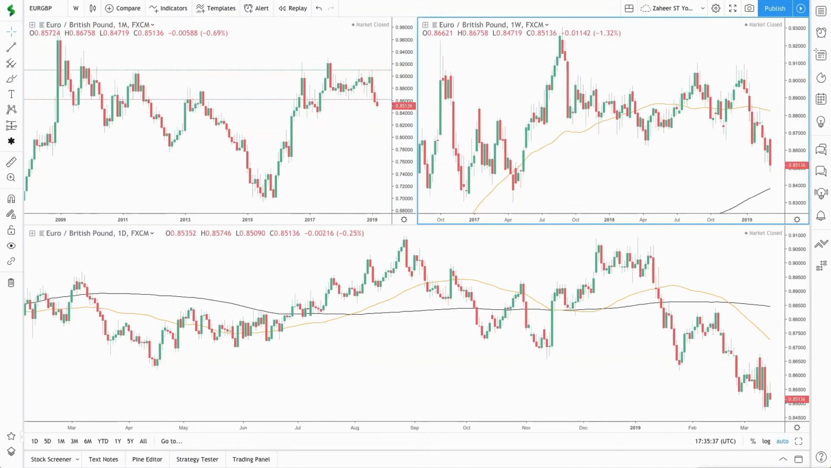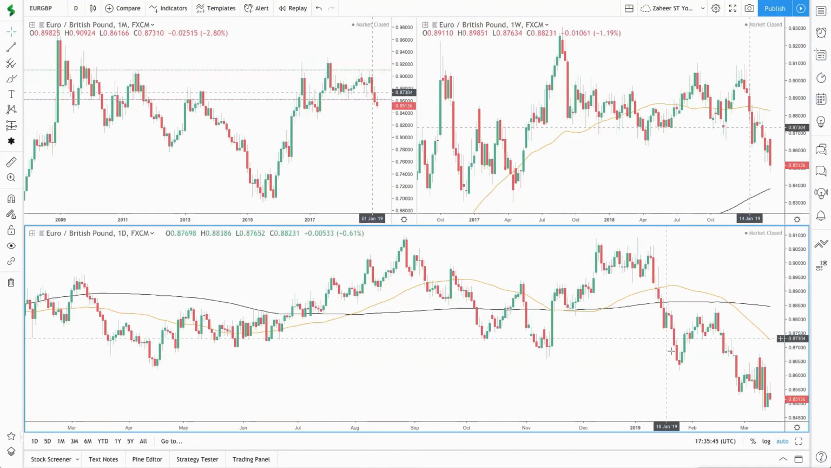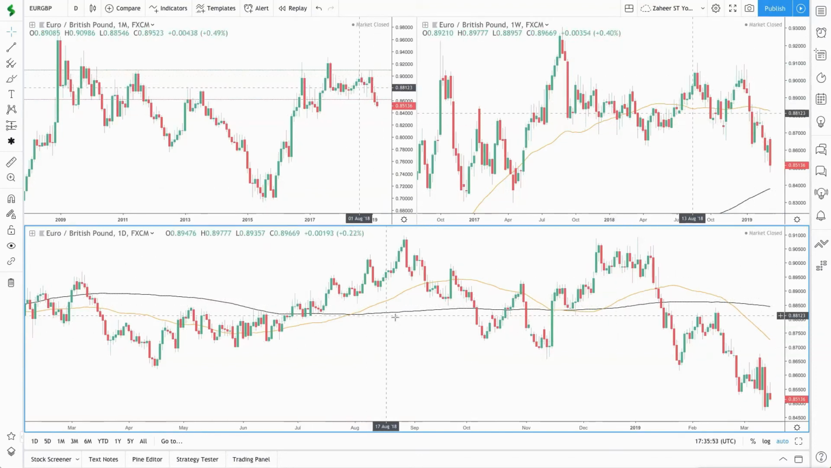If we come across to the weekly time frame, we can see that the overall trend is bearish. Good bearish week last week, but still above the 200 moving average. And if you come down to the daily time frame, we can see it's very much bearish overall and trading below the 200 simple moving average as well as the 50 simple moving average. So across all time frames, this is looking bearish, but we want to see price break and close below the 200 simple moving average before we consider any shorting positions as trend traders.